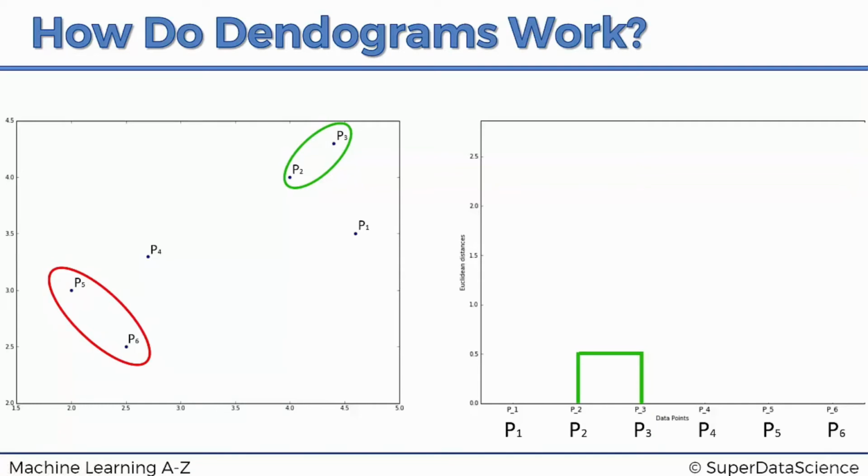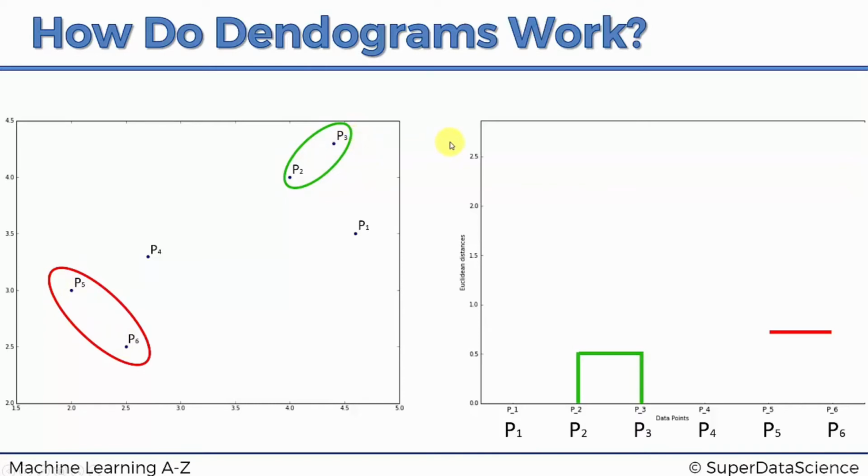Now we want to point that out in the dendrogram as well. So again, we're going to place this horizontal line. Again, how high do we place it? Do we place it higher or lower than this line? Well, we agreed that this vertical axis represents the Euclidean distance, and Euclidean distance represents the dissimilarity between two of our observations. So here we can see that P5 and P6, they're actually further apart than P2 and P3.